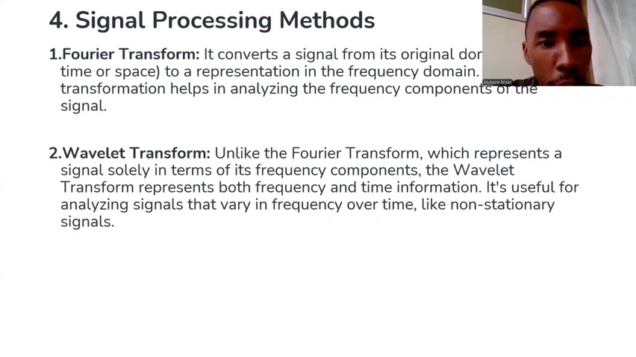Yes, the fourth type, we have the signal processing methods. We have the Fourier transform and then the wavelet transform. The Fourier transform converts a signal from its original domain to a representation in the frequency domain. What the Fourier transform simply does is, signals are made up of very many different frequencies, so it's going to break down the signal into the different frequency components.